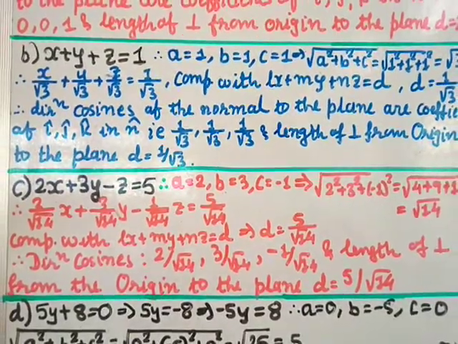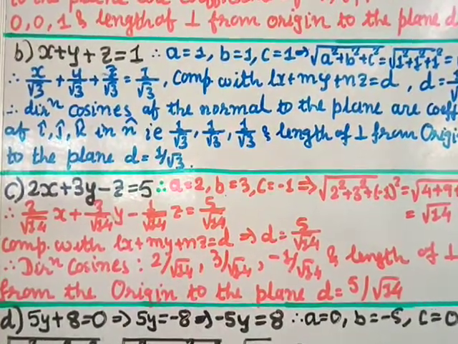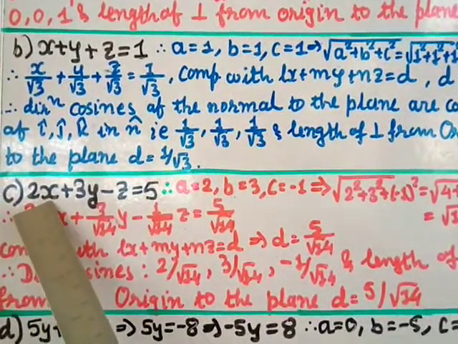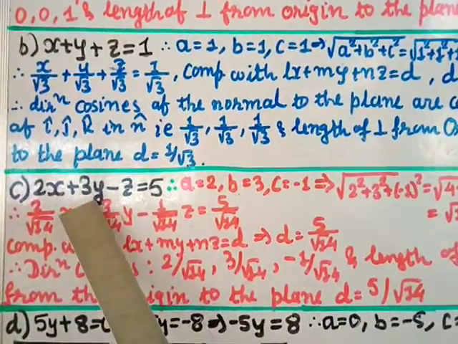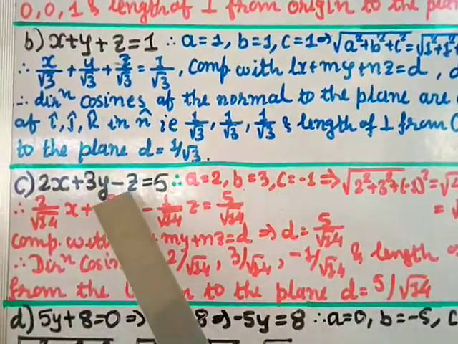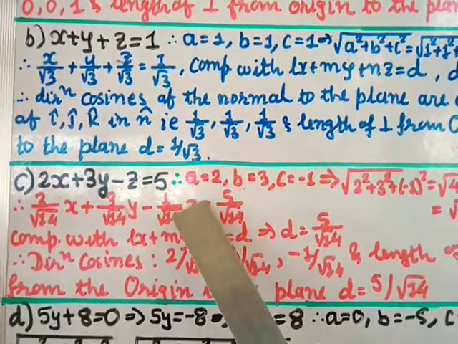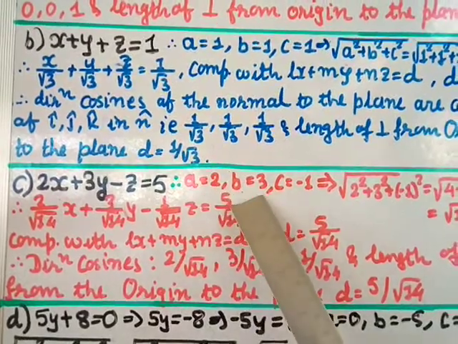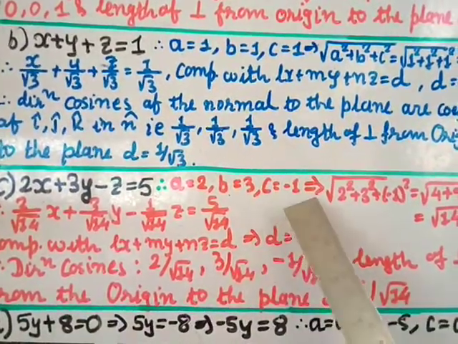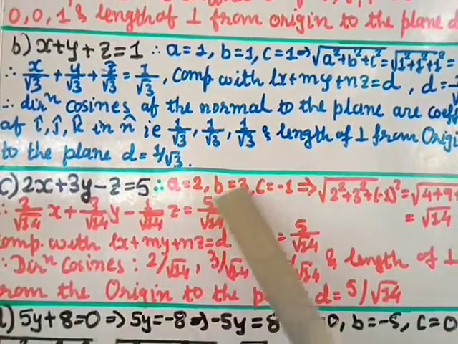So as we compare this with ax plus by plus cz equal to d, we get the value of a, the coefficient of x is 2, b, that is coefficient of y is 3, and c, that is coefficient of z, that is here minus 1. That means this is the direction ratio, a equal to 2, b equal to 3, and c equal to minus 1. Now we find under the square root a square plus b square plus c square, right?